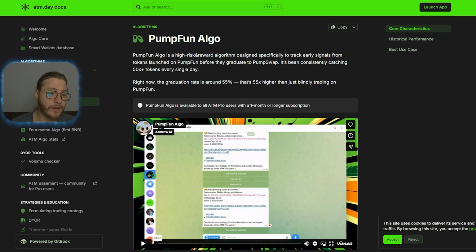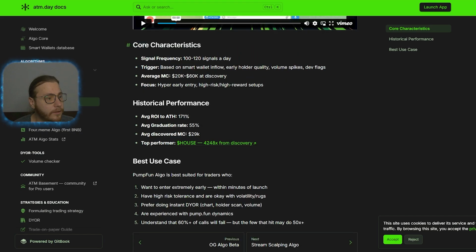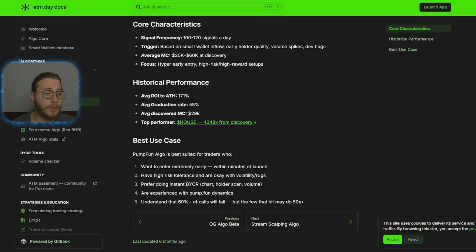Fun Algo is a high risk, high reward algorithm designed specifically to track early signals from tokens launched on Pump Fun before they graduate to PumpSwap. It's constantly catching 50 plus tokens every single day. Right now the graduation rate is around 55%. That's 55 times higher than just blindly trading on Pump Fun. The core characteristics: signal frequency is from 100 to 120 a day. You also have triggers based on smart wallet inflow, early holder quality, volume spikes, and depth flags, with average market cap from 20,000 to 60,000 at discovery. It's focused mainly on hyper early entry, high risk, high reward setups.